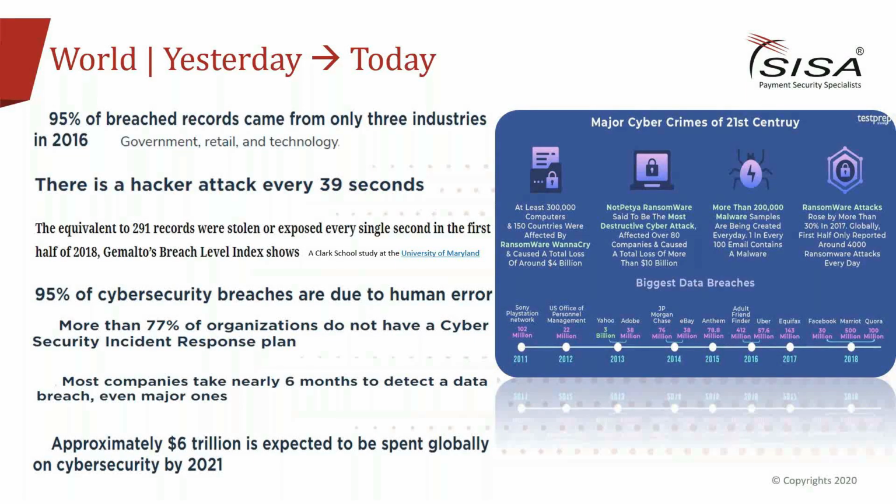Out of these many security breaches, it's found that 95% of them are due to human error. And more than 77% of the organizations, even after these many threats, vulnerabilities, and attacks, do not have a security incident response plan. Even after that, organizations will spend around $6 trillion by the end of 2021 with respect to all the vulnerabilities and threats which have happened lately.